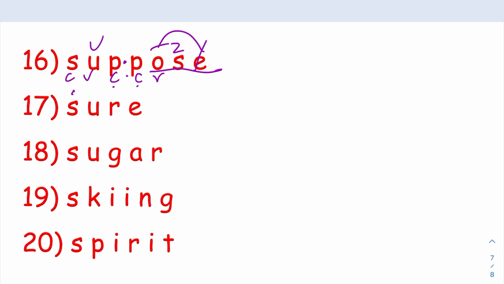This number 17, you kind of hear that sh sound at the beginning. Sh. So you might think that E might be silent. It's not the long U sound, it's just all those things to remember. Sure.